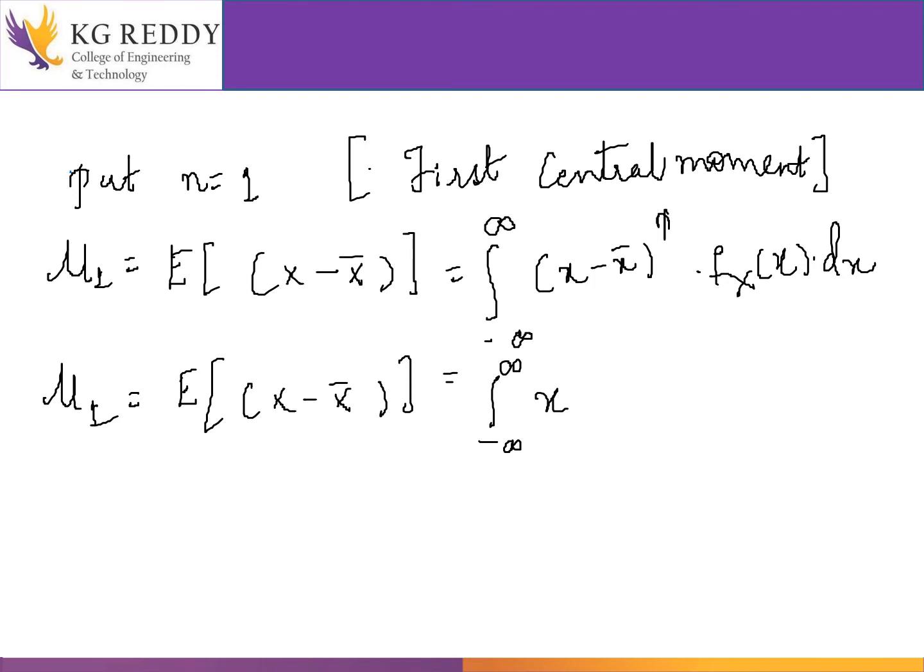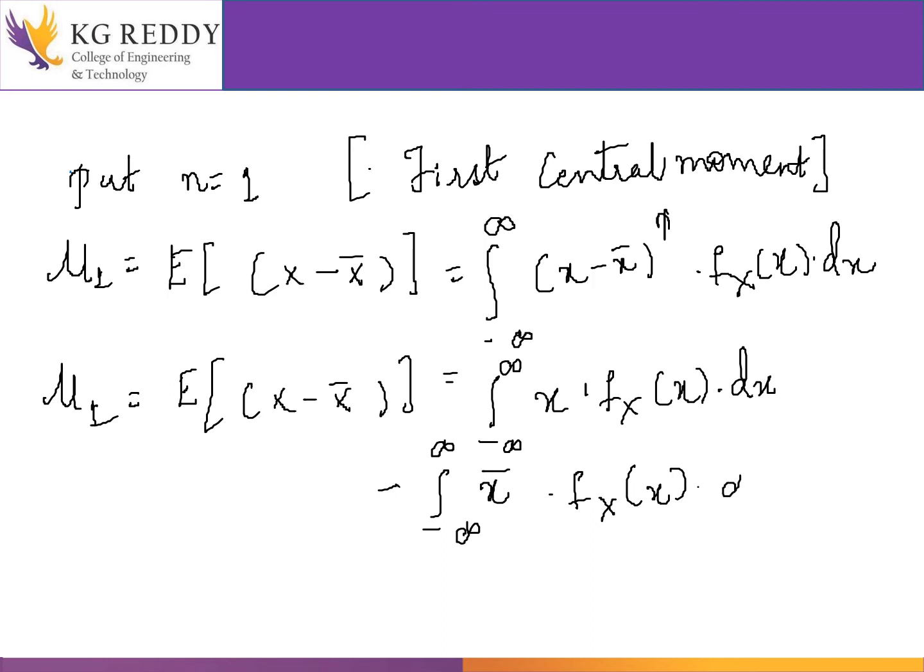So I can write it as the integral of x into fx of x into dx, minus one more value, that is minus the integral from minus infinity to infinity of x bar into fx of x into dx. What is this actually? It is the mean value, that is the expectation of x. It is the mean value formula. So I'll be writing that, that is x bar minus this. Again, x bar is a constant value, so it will be the integral from minus infinity to infinity of fx of x into dx.